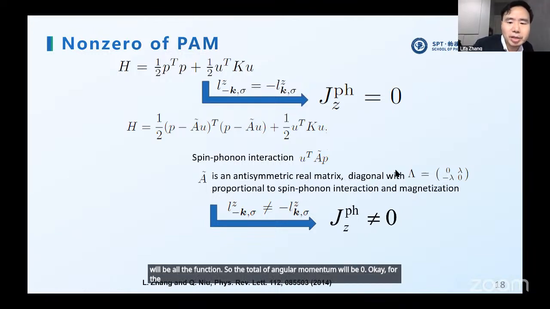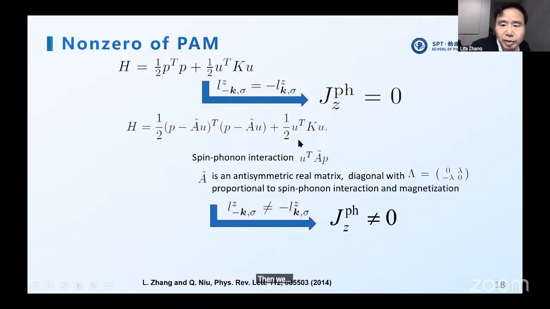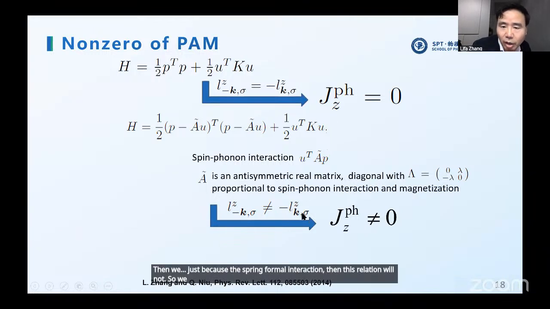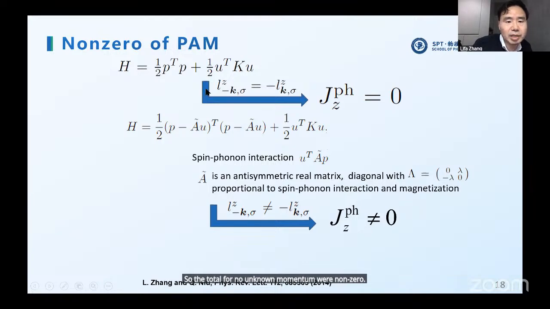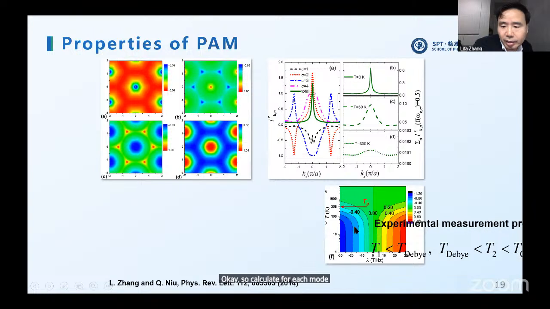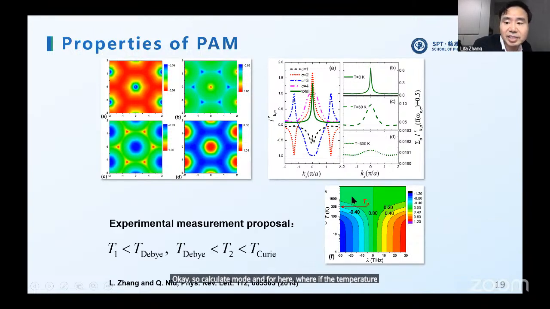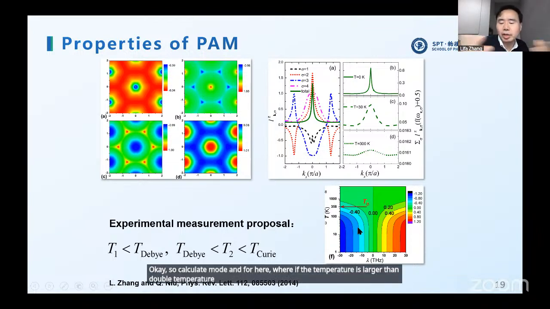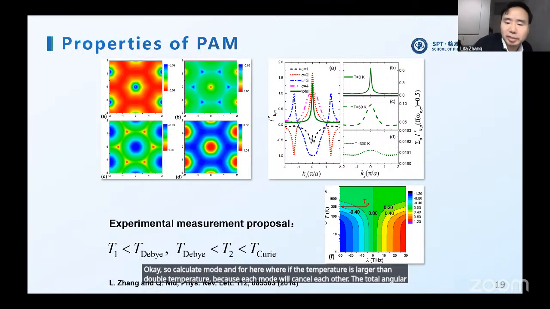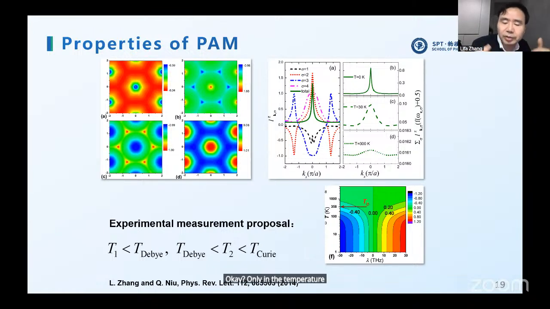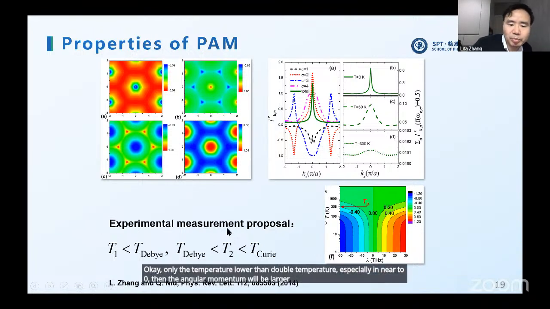Okay, for the phonon Hall system, the time reversal symmetry is broken. Because of the spin-phonon interaction, this relation will not be an odd function. They cannot cancel each other. So the total phonon angular momentum will not be zero. Okay, so we calculate for each mode, and if the temperature is larger than the Debye temperature, each mode will cancel each other, and the total angular momentum will be zero. Only at temperatures lower than the Debye temperature, especially near zero, will the angular momentum be larger. So how can an experiment measure this?